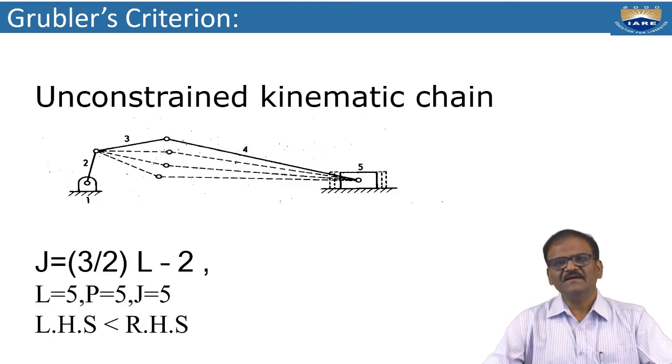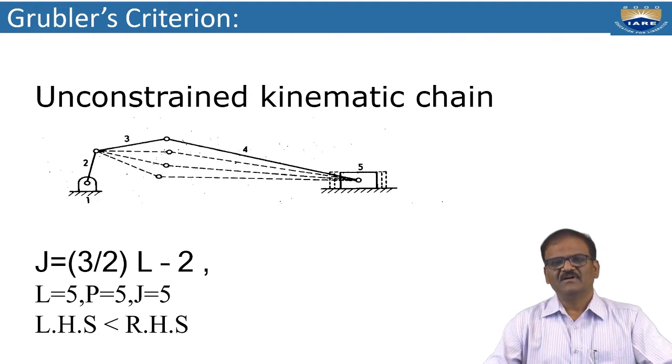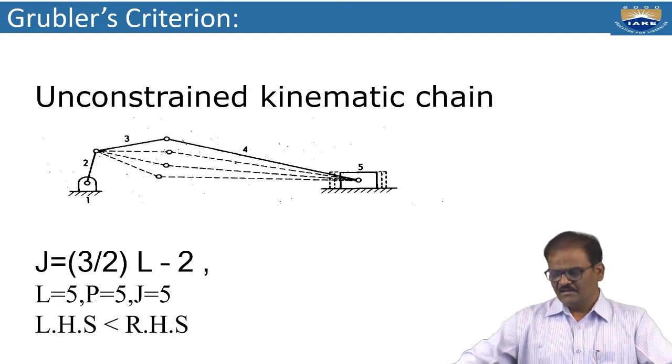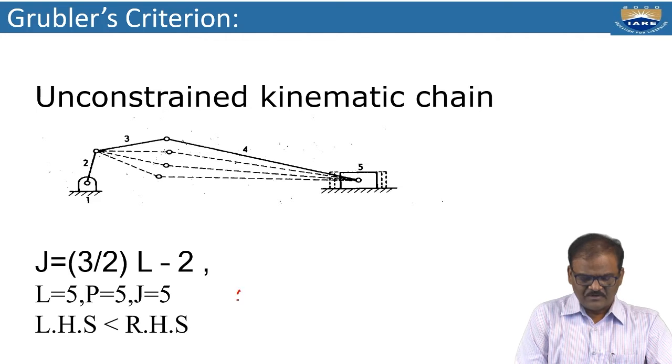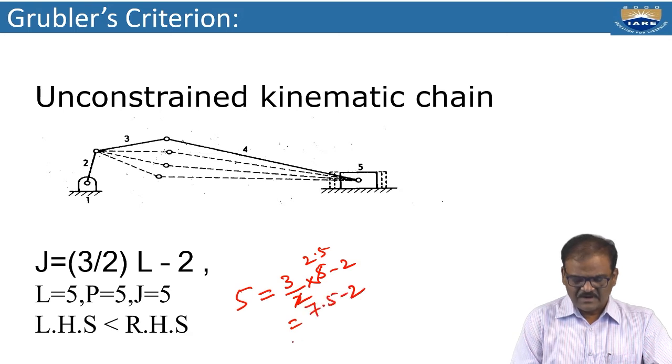Now the unconstrained kinematic chain. In the same formulation, 1 to 2 is a turning pair, 2 to 3 is a turning pair, 3 to 4 is a turning pair, 4 to 5 is a turning pair, and 1 to 5 is a sliding pair. If you apply the same formula, where the number of links is 5 and the number of pairs is 5, then 3 by 2 into 5 minus 2 becomes 2.5 times 3, which is 7.5 minus 2, and this is 5.